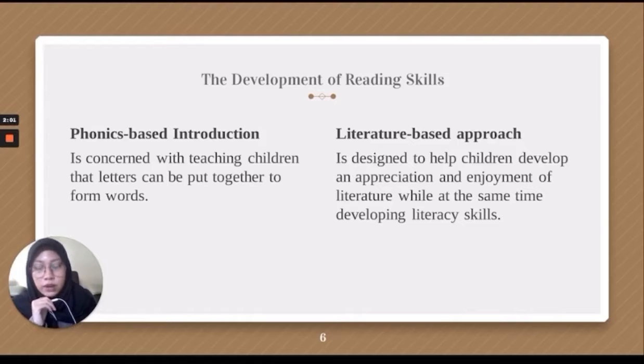The focus of the literature-based approach is to help children develop literacy skills through having real-life literary experience. For example, the teacher will ask students to read a short story or narrative text.